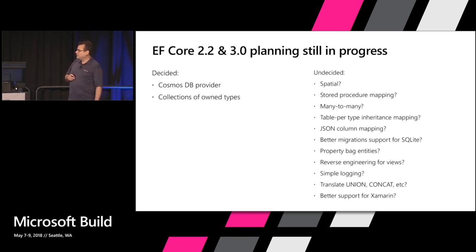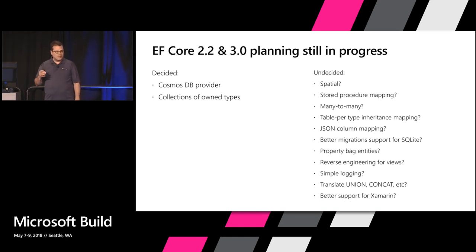As you can see, we have 2 columns, decided and undecided. The decided column is that we are doing the Cosmos DB provider. We are finishing it in the second half of this year. And undecided is basically everything else that we hear from customers that is really important to them. We know that we are going to do some of this, but we haven't decided which ones. Spatial is super important, and it's going to continue to be important, and it's kind of blocked in EF Core, and we need to do something, really.